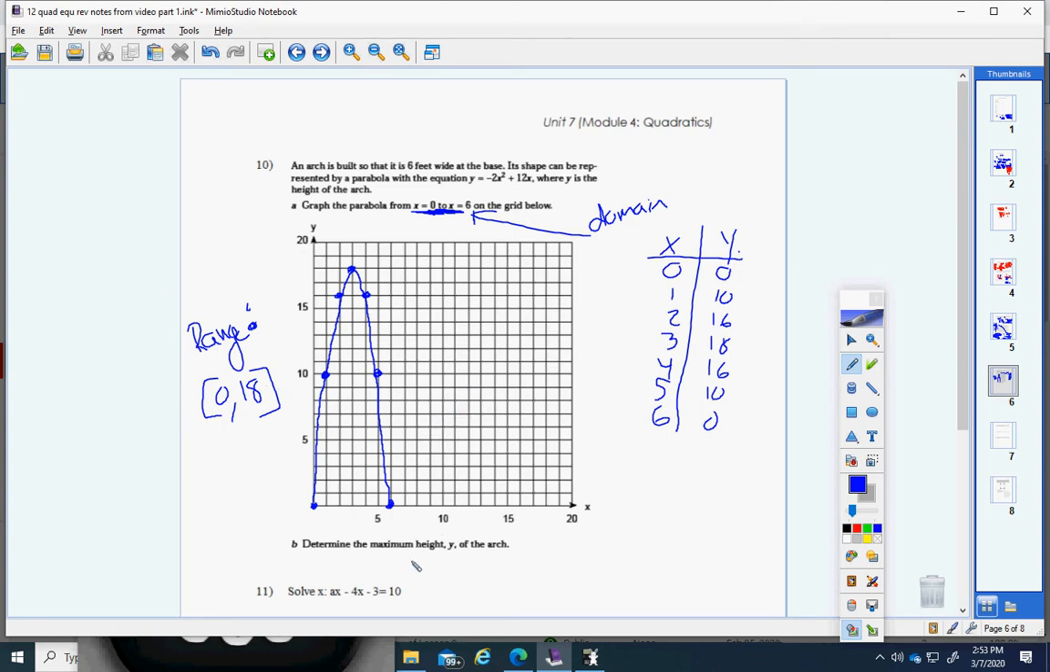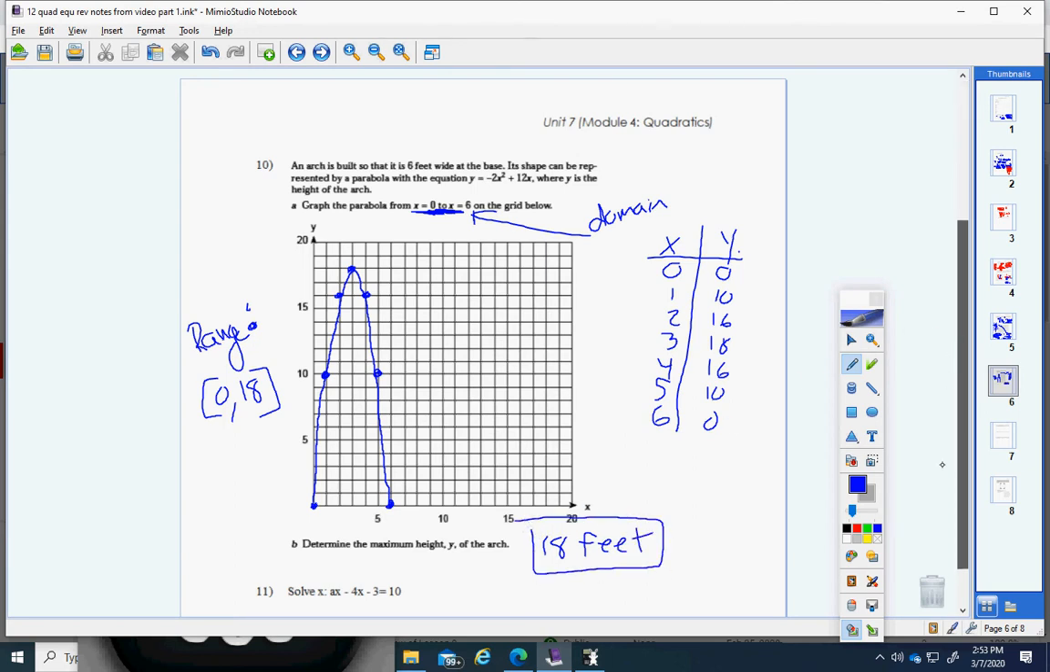Anyway, it says determine the maximum height. So it's 18. 18 what? I don't think it gives me units. Oh, feet. 18 feet.